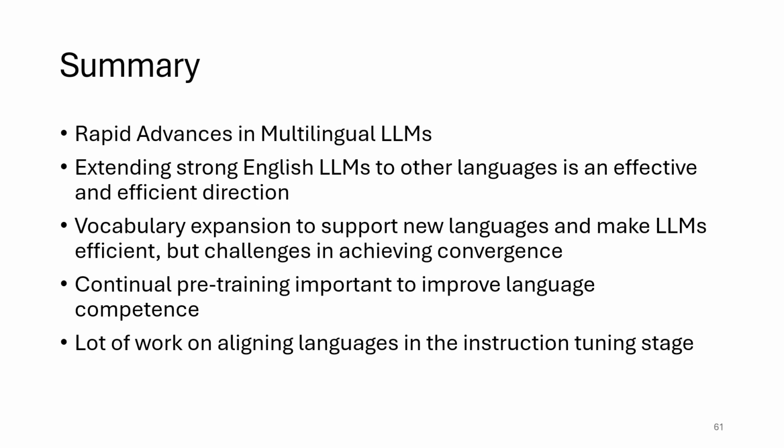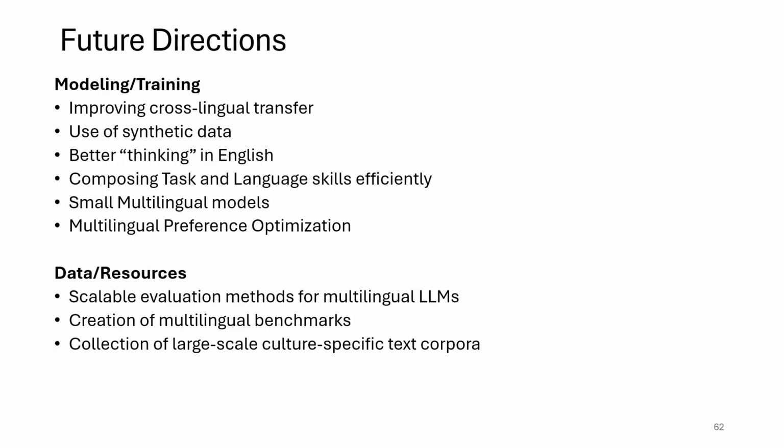A lot of work has gone into aligning languages at the instruction fine-tuning stage. So going forward, what are interesting areas to work on? Broadly, the holy grail is how do we improve cross-lingual transfer and different ways of doing that. How to use synthetic data, synthetic plus translated data. How do we make the models think better in English? We have some insights on what parts of the model are doing the thinking in English. So how do we use that information to improve thinking in English?